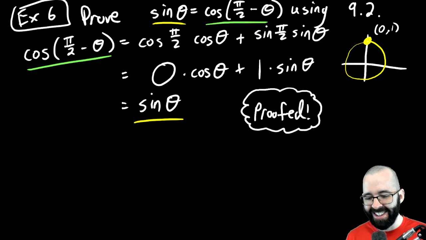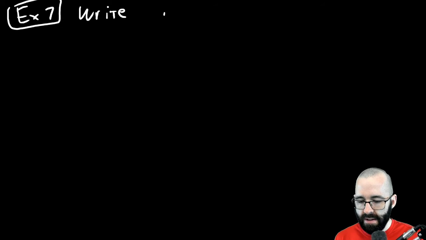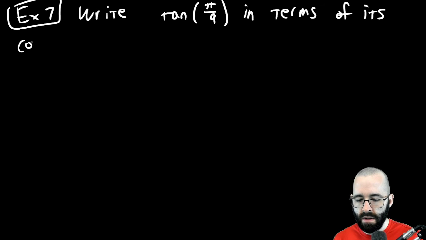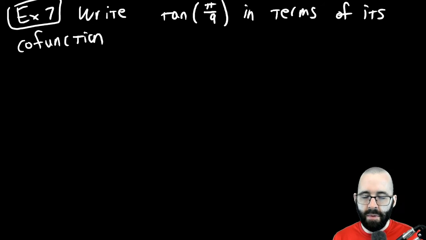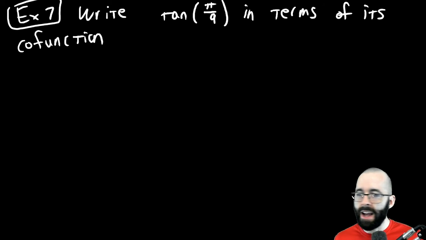Let's do another one. Example 7. Write the tangent of pi over 9 in terms of its cofunction. And remember that all the cofunctions are just adding co or removing co, right? Sine add co is cosine. Tangent add co is cotangent. What's the cofunction for cosecant? You don't add co because then it'd be cocosecant, which again makes me want chocolate. In that case, you'd get rid of the co and you'd get secant.